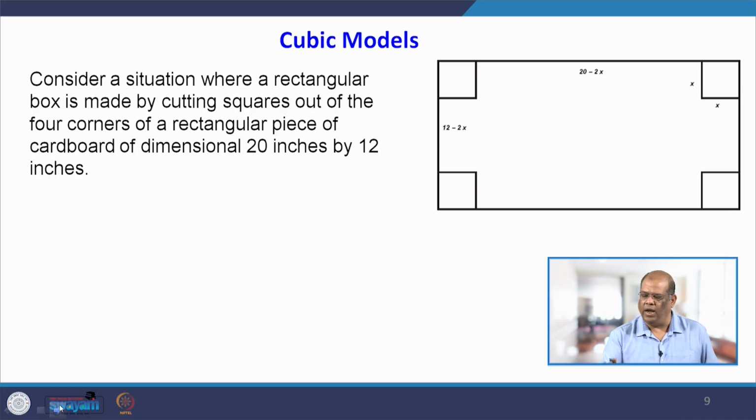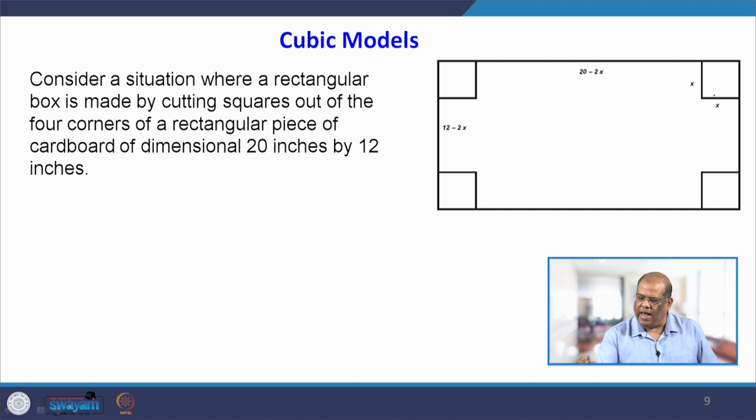Let us now move into the cubic modeling. So, in this particular case, as you can see, you have a rectangular sheet and you have to make it a box by cutting the edges where the dimension of the edge is x. So, you have to find what is that value of x for which this can be done. So, first we have to find the volume. For any cubic model, if there is a problem of the volume, it is the cubic model that we use.